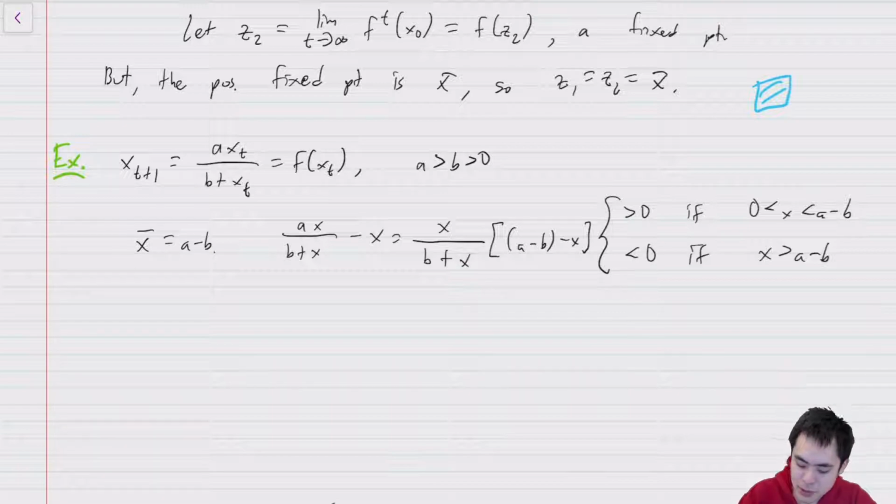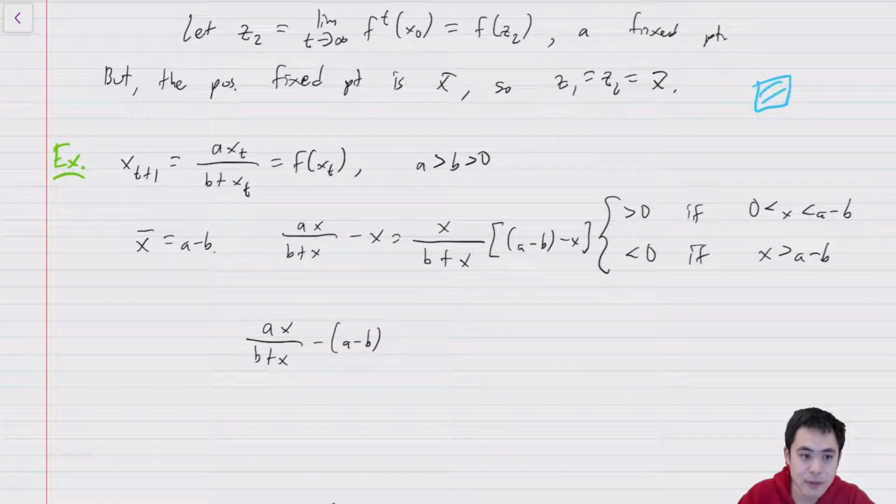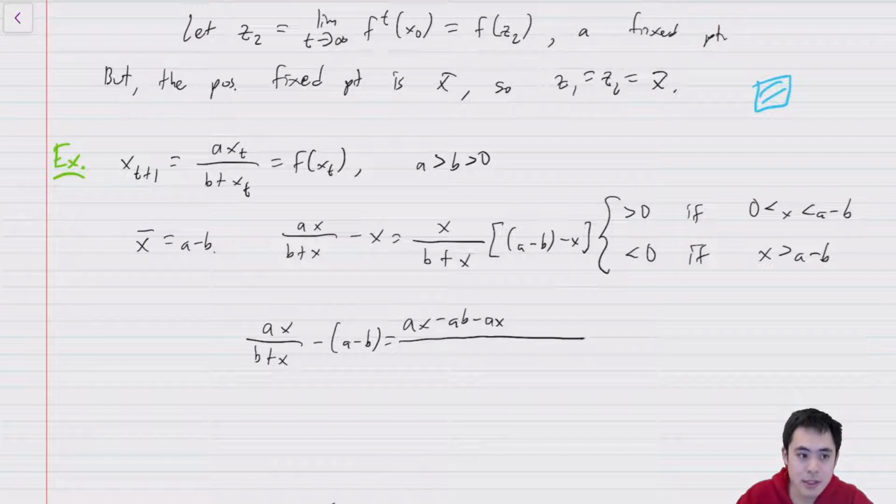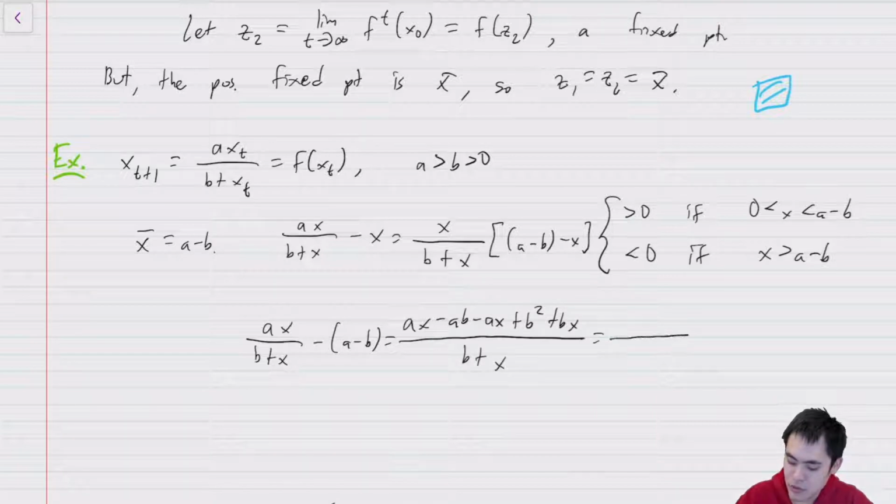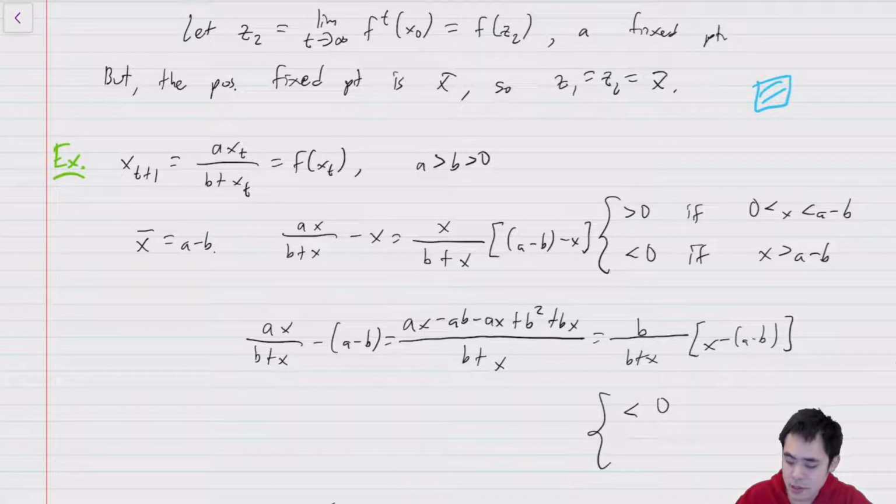So, plugging in a minus b, well, we know that a x over b plus x minus a minus b is equal to, if you plug all this in, a x minus a b minus a x plus b squared plus b x over b plus x, which is equal to b over b plus x times x minus a minus b, which is less than 0 if 0 is less than x is less than a minus b, and greater than 0 if x is greater than a minus b.